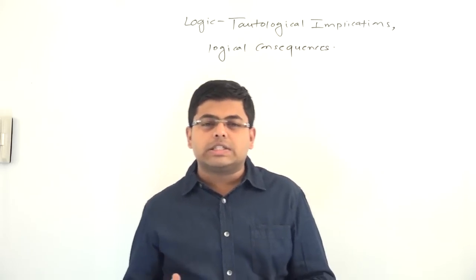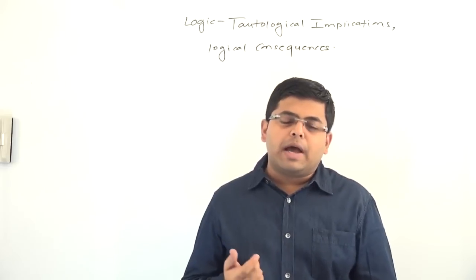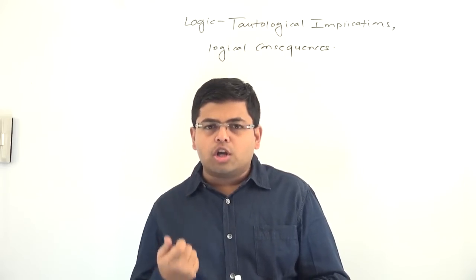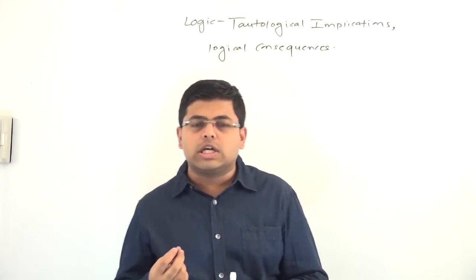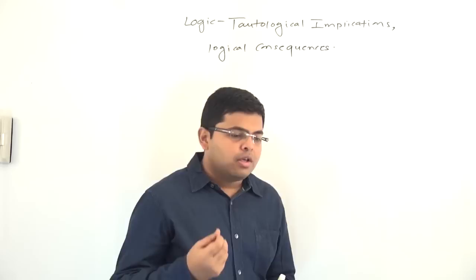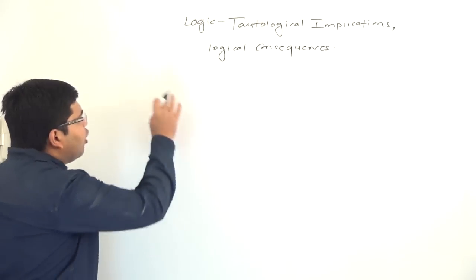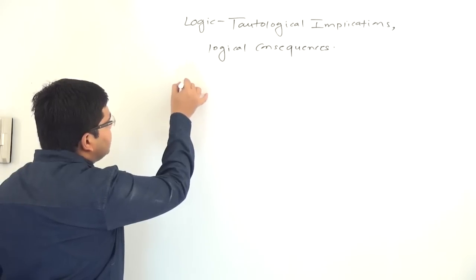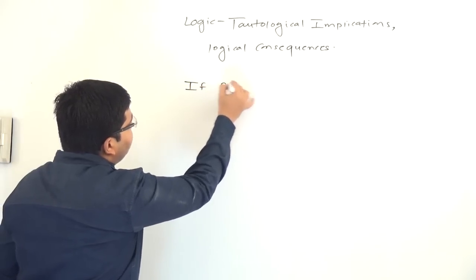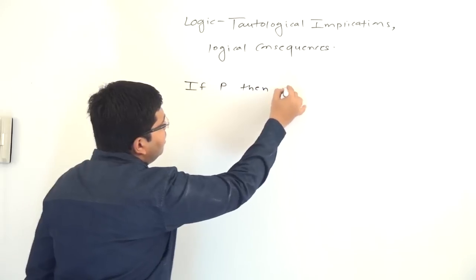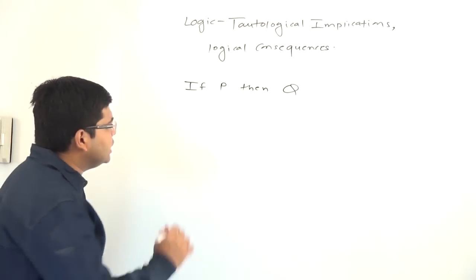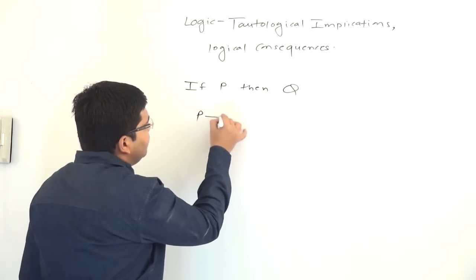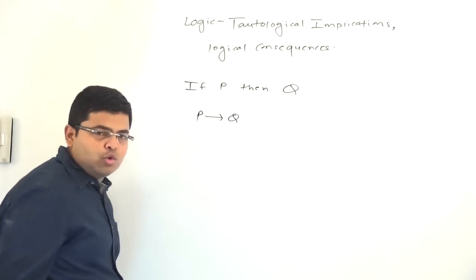Now we will be discussing what we mean by tautological implications, or they are also called logical consequences. Whenever we have a statement like this, if P then Q, this statement is called an implication, or a conditional. It is written as P implies Q.